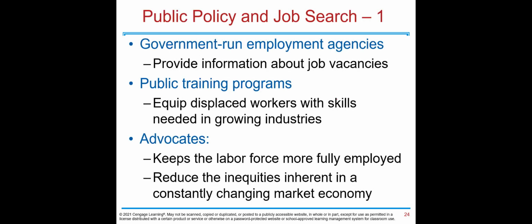Here we talk about public policy and job search. Government-run employment agencies provide information about job vacancies. This actually decreases the unemployment rate. Why? Because you can find information about available jobs and get a job. Public training programs also decrease the unemployment rate. Why? Because these public training programs equip displaced workers with skills needed in growing industries. And advocates of these programs say that it keeps the labor force more fully employed, and these programs reduce the inequities inherent in a constantly changing market economy.